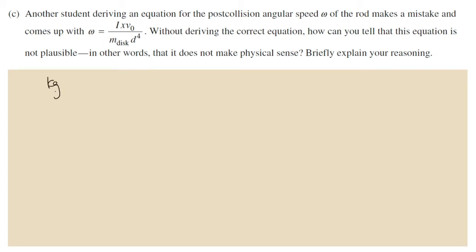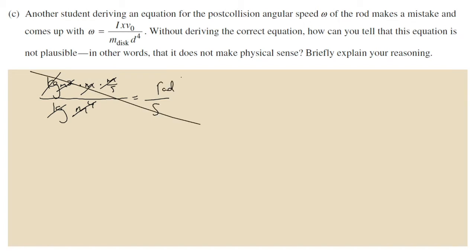The units for I are kilogram meter squared, then we have meters for the x, then we have meters per second, then we have the mass of the disk in kilograms, and then d to the fourth is meters to the fourth. And so notice here, kilograms cancel kilograms, meters to the fourth cancels 1, 2, 3, 4 meters, and the unit for this thing ends up being 1 over seconds. And since we treat the radian as a 1, it does have units of radians per second. Forget about the units. It's all about the relationships.